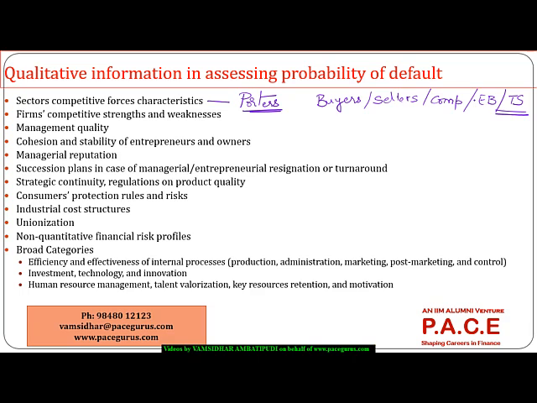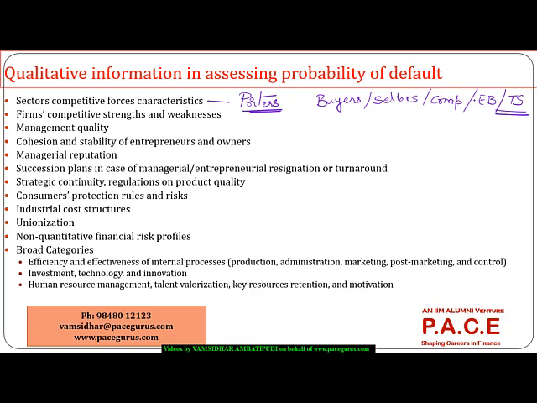Then we are doing a SWOT analysis of the firm: the strengths, the weaknesses, the opportunities and threats. Management quality assessment is very much required. The stability of the entrepreneurs and owners is required. Reputation of the management staff. What are the kinds of succession plans that are there, especially when the managers resign, or the company is sold off, or someone is forced to move out of the company.